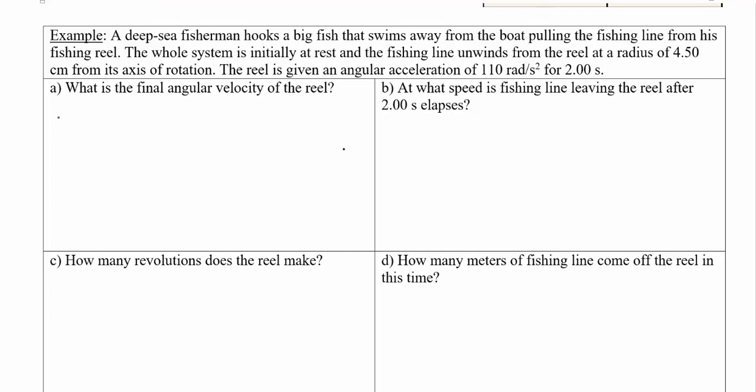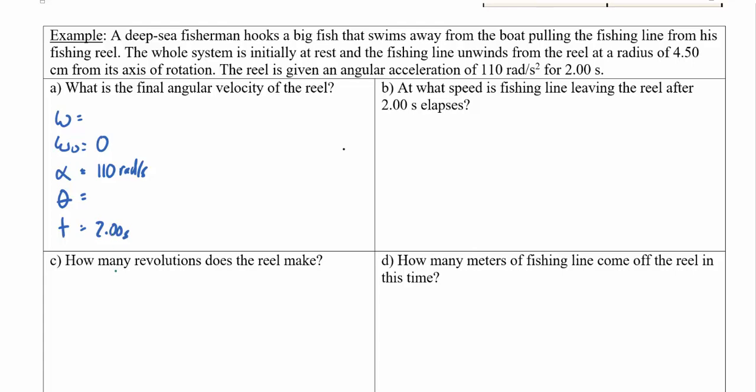Well, just like we would do with linear kinematics, let's set up our variables. We've got omega, omega naught, alpha, theta, and t. So all the new players. And so we know, for example, that it's initially at rest, so the initial angular velocity is 0. The angular acceleration is 110 rad/s². The time is 2 seconds.